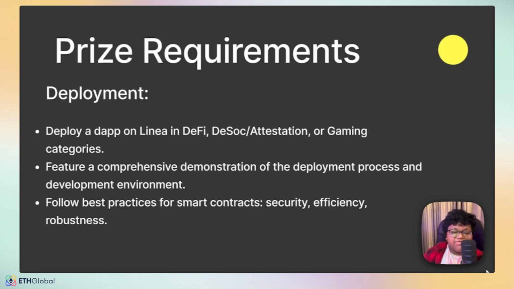So we have around a 5k pool for bounties. What do you need to win those bounties? Well, first and foremost, you must deploy a fully functional dApp on Linea in one of the specialized categories like DeFi, DeSoc, attestation, or gaming. Your submission should include a comprehensive demonstration of the deployment process and development environment. We are also looking for best practices in smart contract development. That means your code should be secure and efficient.